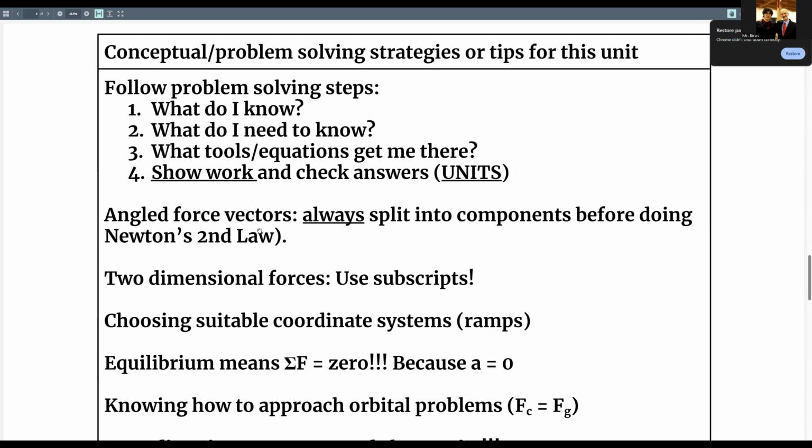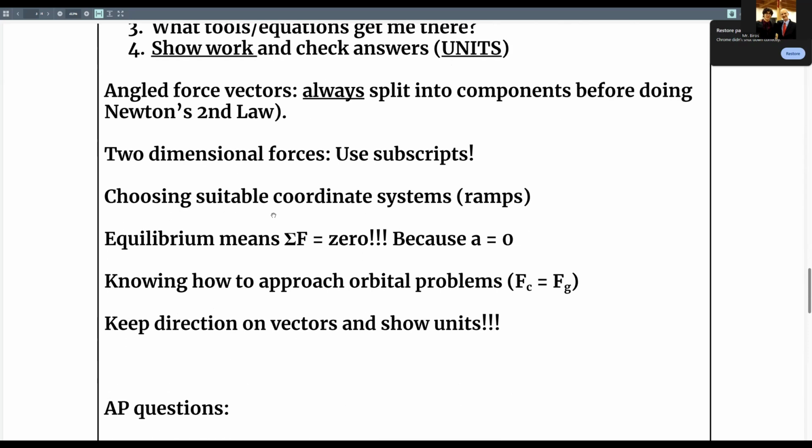We'll also run through this. I'm going to go through quickly because we're going to do a bit of a whiteboard on this too. Angled forces should be split into components. Make sure you use your trig to do that before you do sum of forces with Newton's second law.